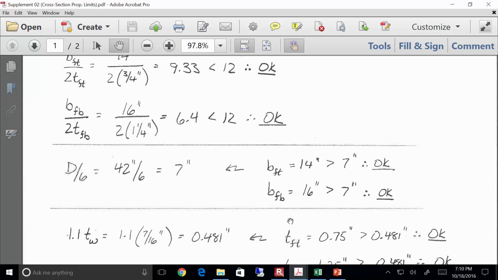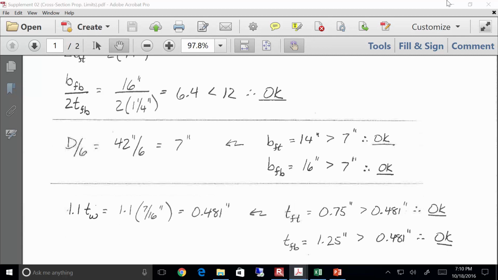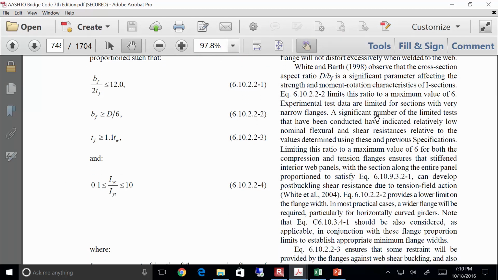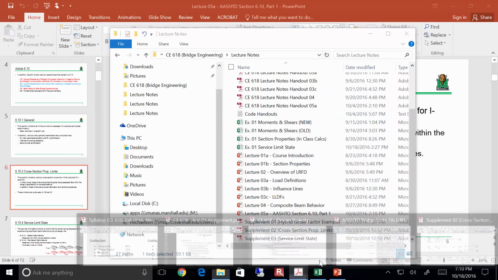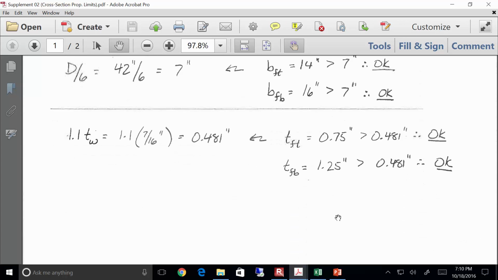Okay. So next one, you must have a relationship between your flange thickness and your web thickness, such that your flange thickness is greater than 1.1 of your web thickness. And again, it's another plug and chug. So 1.1 times the web thickness comes out to about 0.48 inches, and both of those are bigger. Sound good? All right.